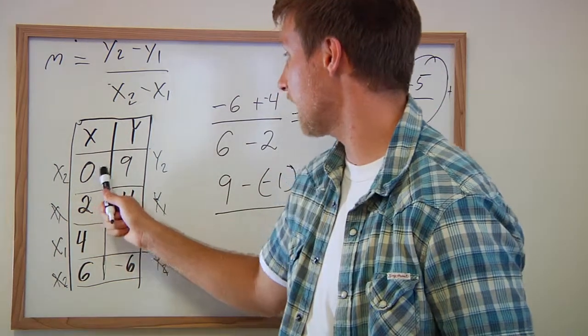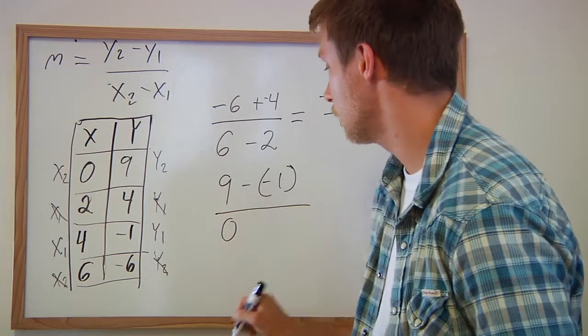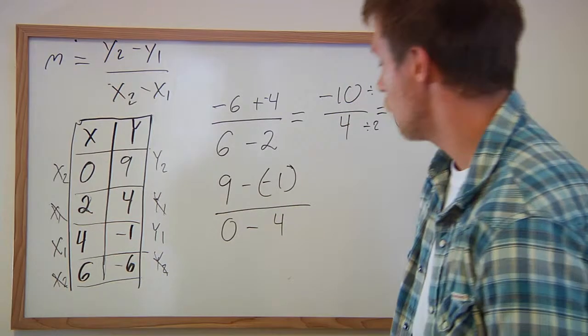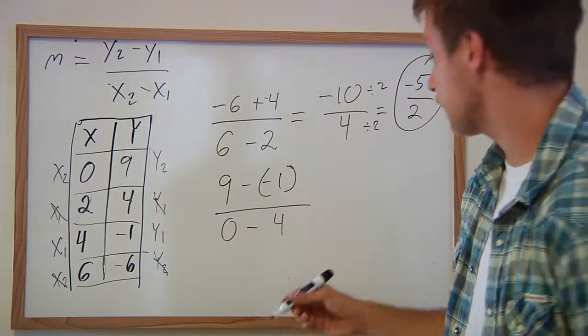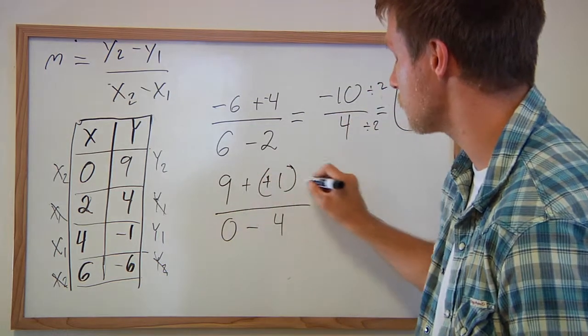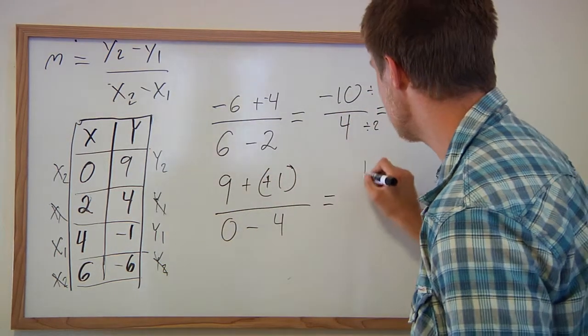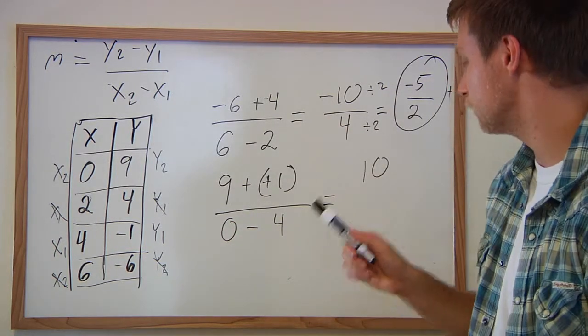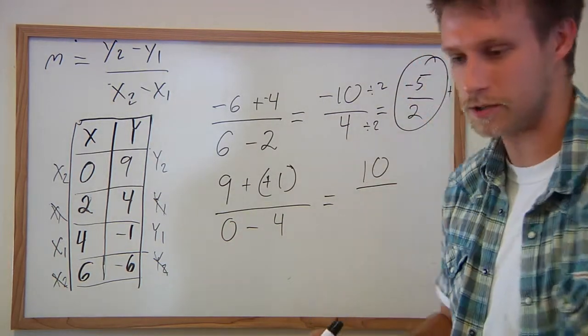Over, my x2 is 0, and my x1 is 4. Minus 4. Well, once again, I've got the double negative, and I like to put 2 plus signs then. So that just means I've got 9 plus a positive 1. So that's 10. I got negative 10 up top. Doesn't look like my theory was correct.